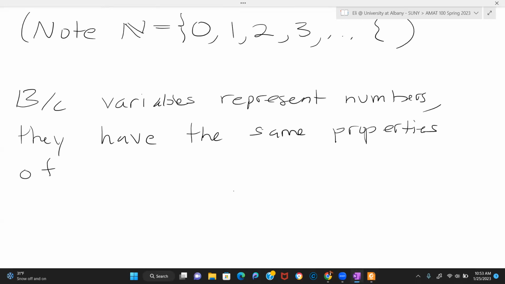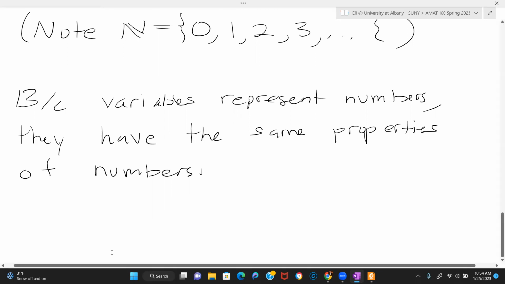And what does that mean exactly? Well, that just means that you can add variables, you can multiply variables. Variables satisfy the associative and distributive properties of numbers. In other words, variables inherit these properties. So that means if I have two algebraic expressions, I can add them together, or I can multiply them together, or divide them. So we can do that.